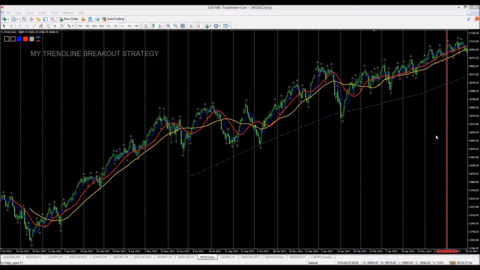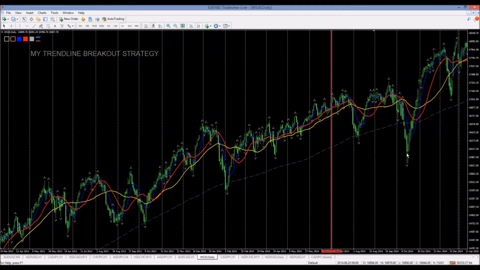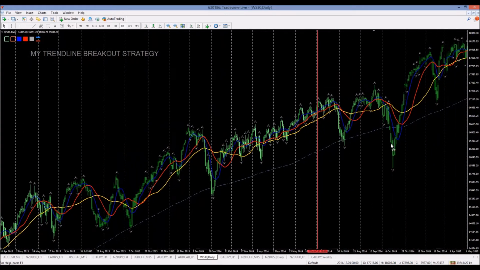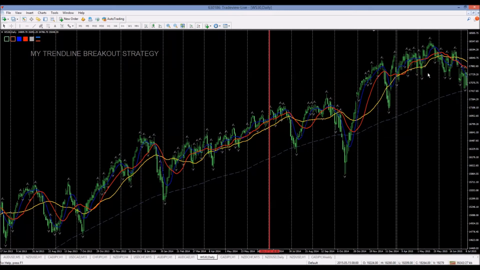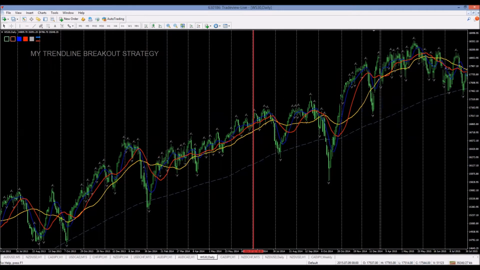So we're going to start this red line here. We're going to ask the question, where are you going? It goes up and up and up. Where are you going? It's going up and up and up. Let's have a look. We're back to the 200 period moving average.